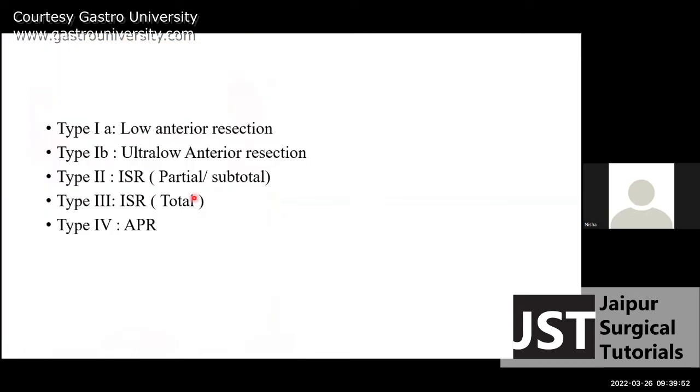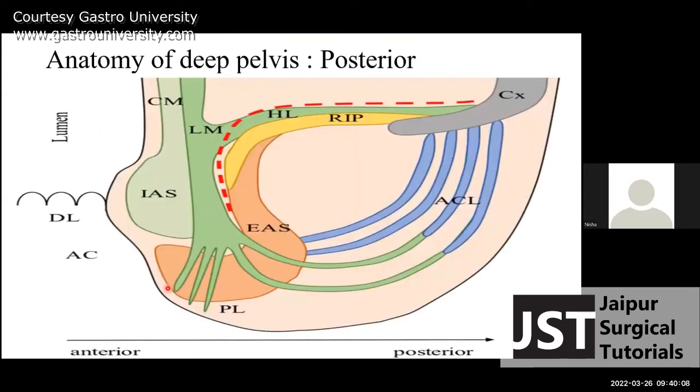So to summarize: type 1A, low anterior resection; type 1B, ultra low anterior resection. It is in type 2 and type 3 where the concept of intersphincteric resection was introduced, both partial, subtotal, and total. And for type 4, it's the abdominoperineal resection.